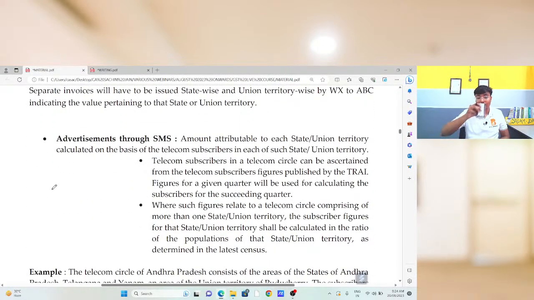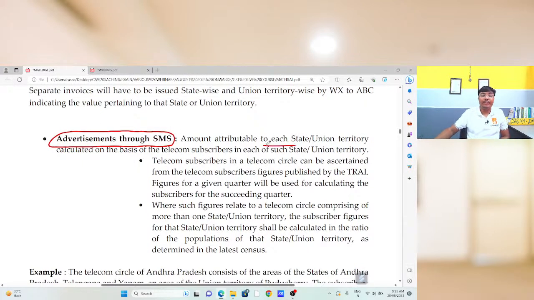Next example, I am just going to take this scenario so that whenever there is any practical situation in your hand, you can easily identify the things, you can easily identify the place of supply, you can easily check the compliances. Okay, advertisement through SMS.